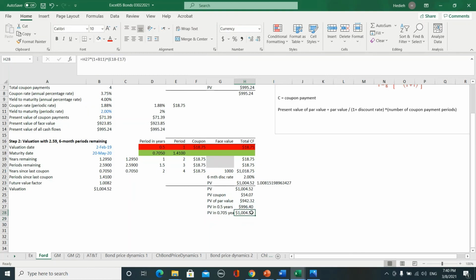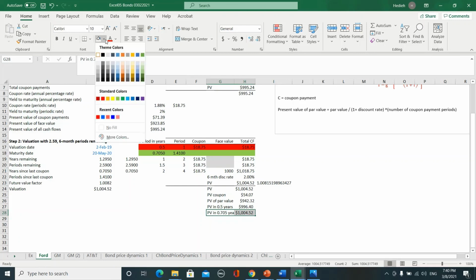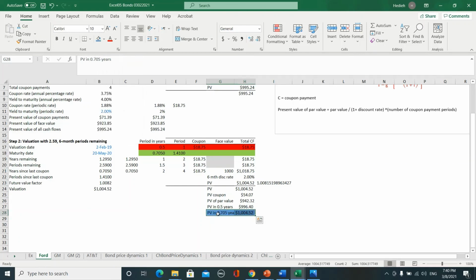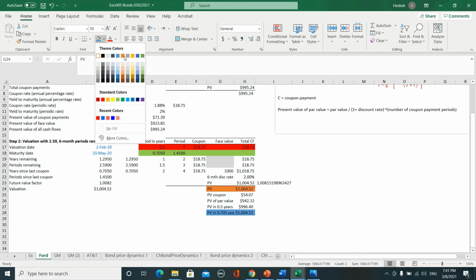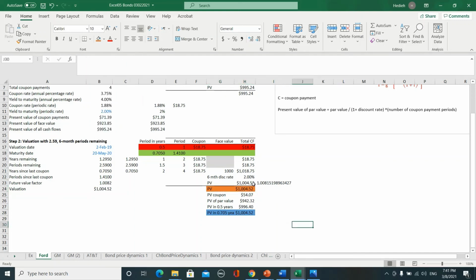So you see, you find the same value for your bond using this method or just using what I mentioned in the beginning. Okay, so both of them give you the same result for the value of the bond when 0.7 years have passed from the issuance of the bond.